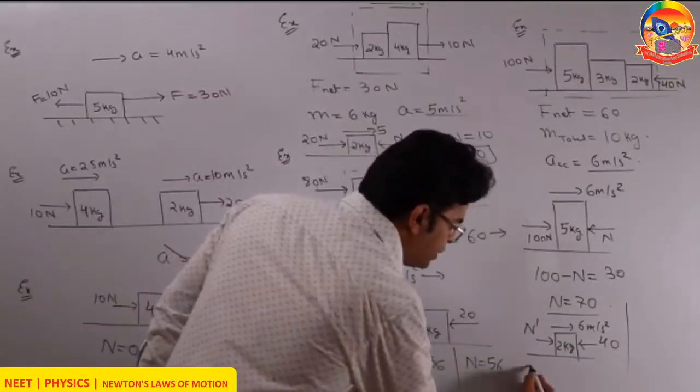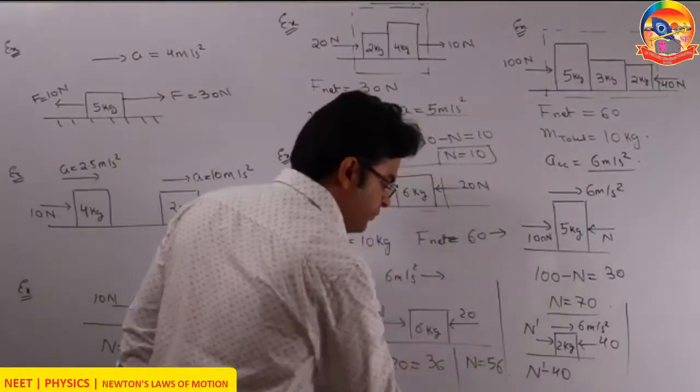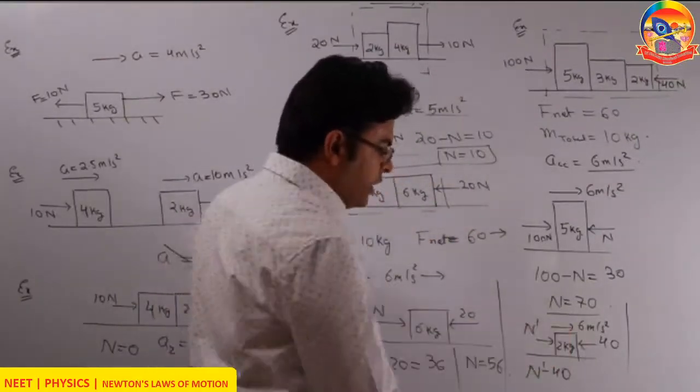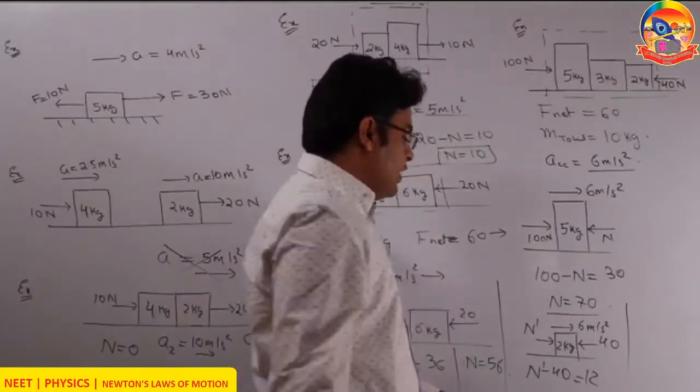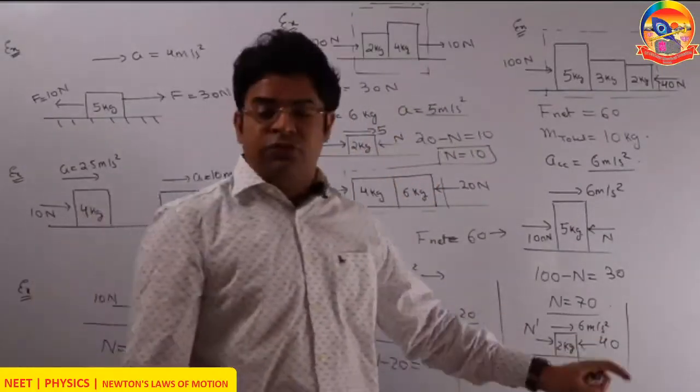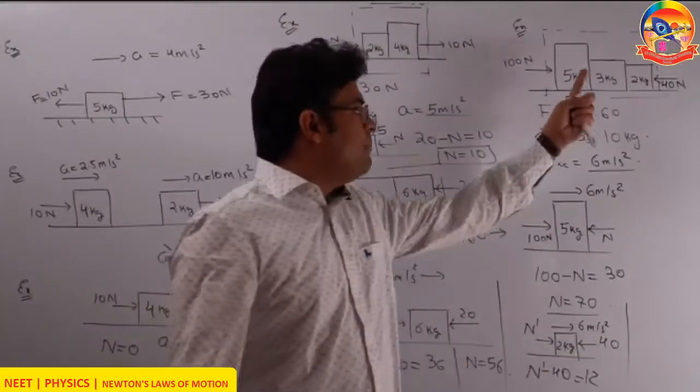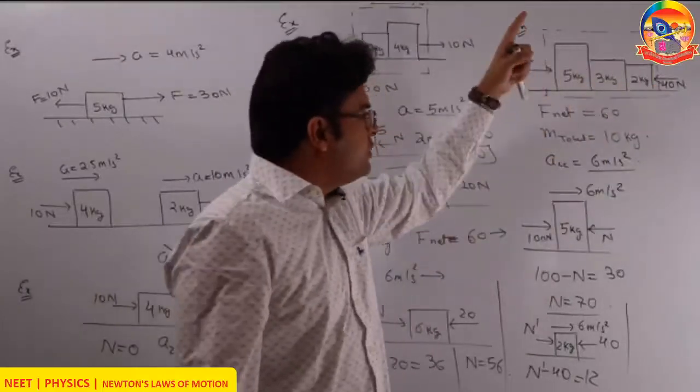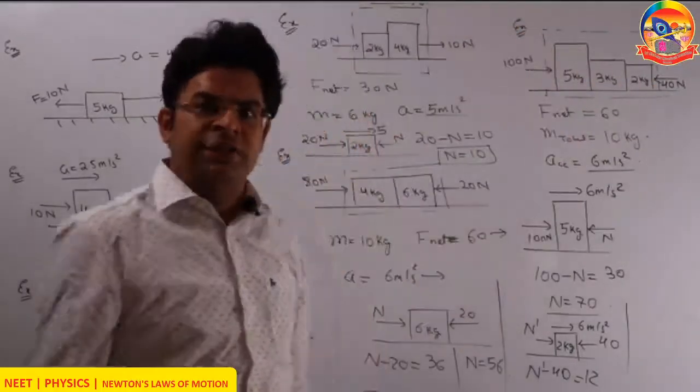So N dash minus 40 equals 12. So the normal reaction comes out to be 40 plus 12, that is 52. So the force applied by 3 on 2 will be 52. The force applied by 5 on 3 comes out to be 70.